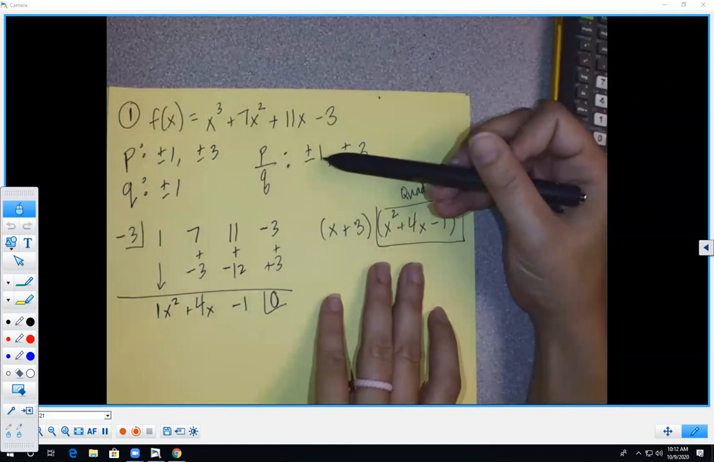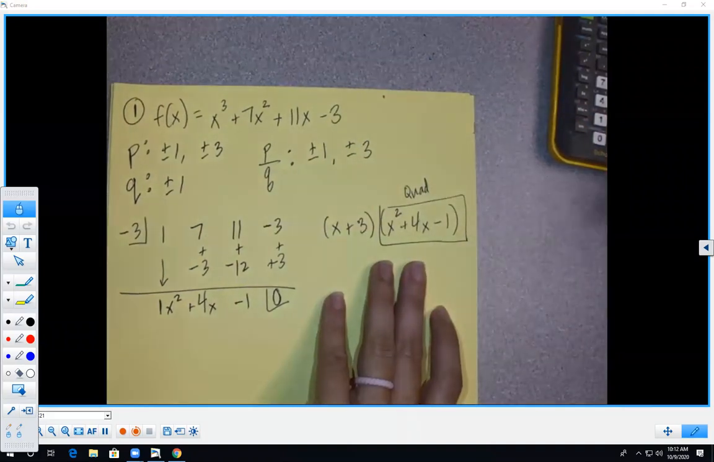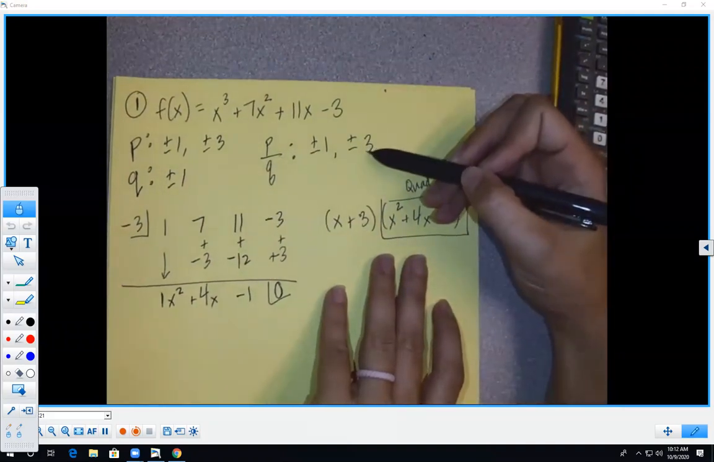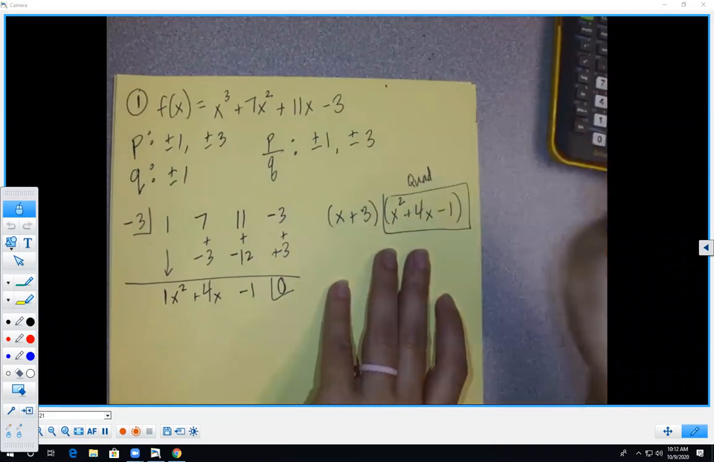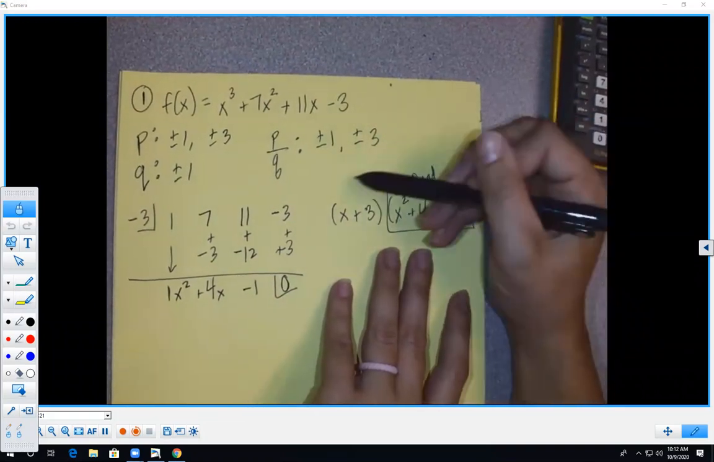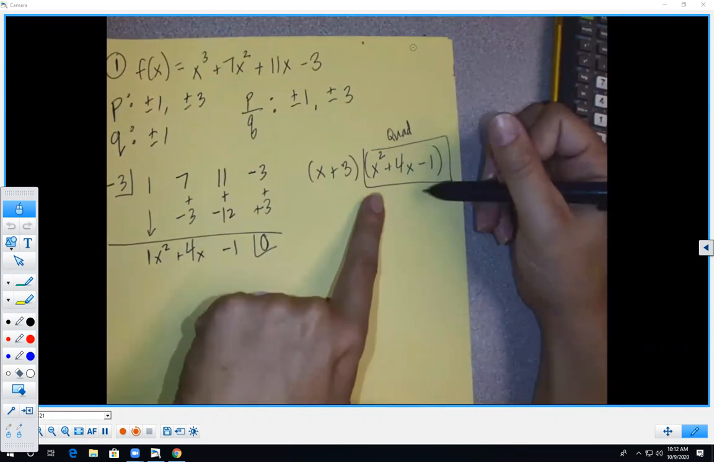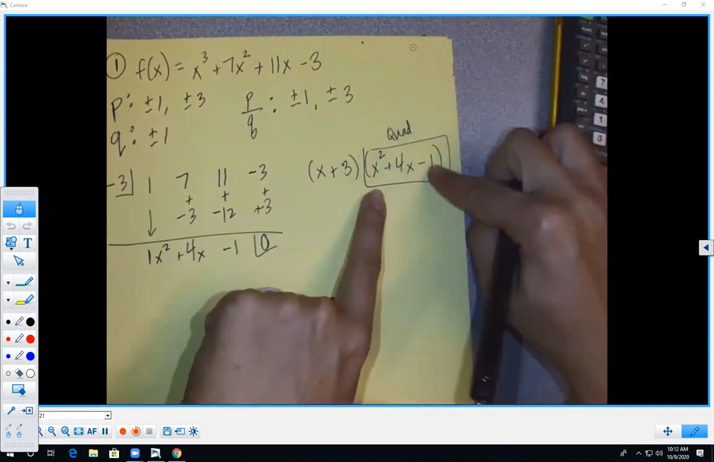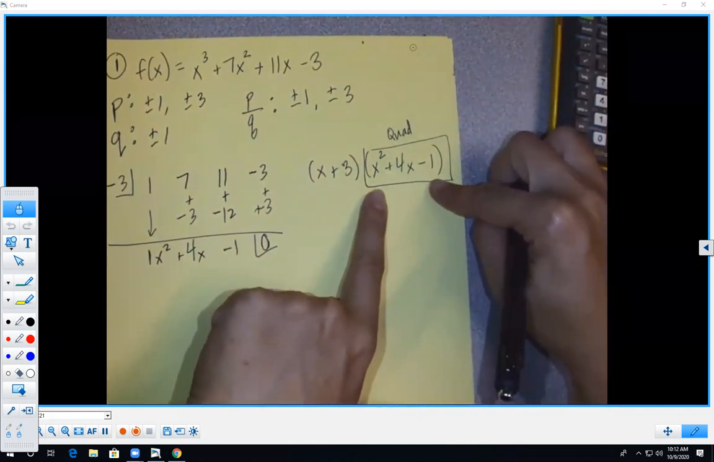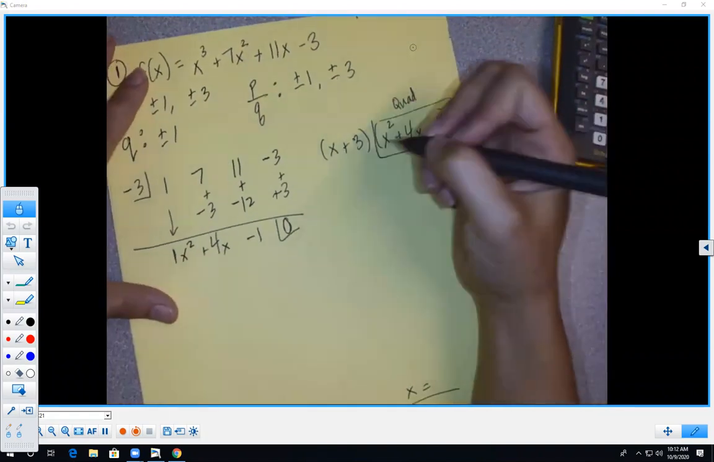If it all factors out nicely, you're going to have rational solutions. If it doesn't factor out nicely, that means you have irrational solutions, and you're not going to see these in the P's and Q's. Okay. So since it's irrational, I have to use the quadratic formula to solve it. Okay. So let me use the quadratic formula.